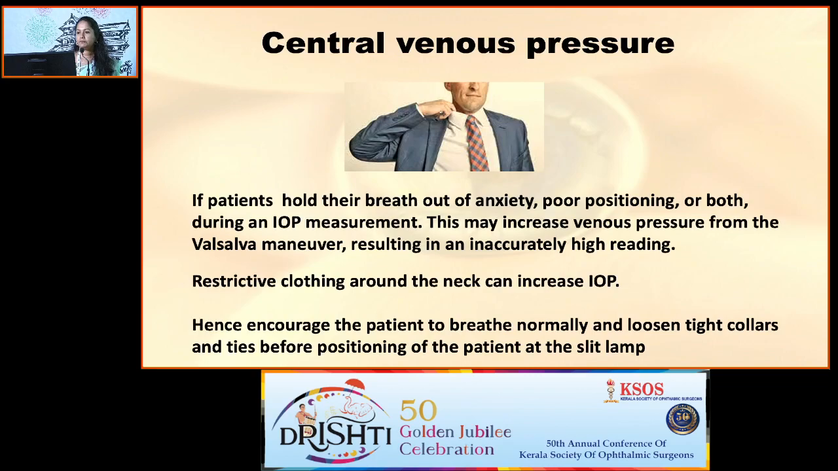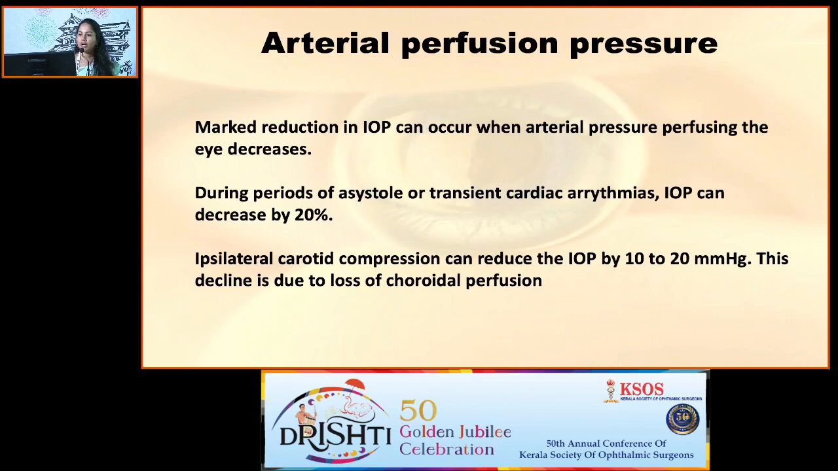And most of the patients, when they sit in front of a slit lamp, hold their breath out of anxiety or poor positioning, and that will increase the central venous pressure because of the Valsalva maneuver, and that will cause an overestimation. Similarly, tight neckwear can cause an overestimation. So ask the patient to breathe normally, make them calm, and loosen tight collars before positioning them on the slit lamp. Arterial pressure, if it goes low, can reduce the IOP.